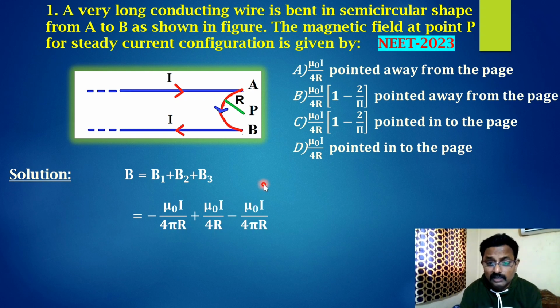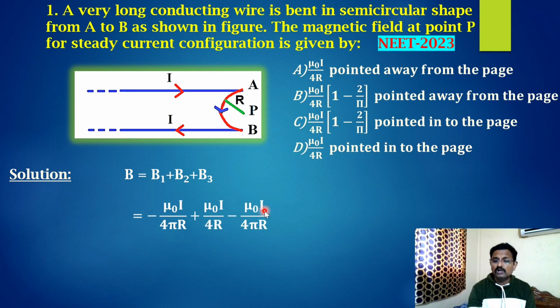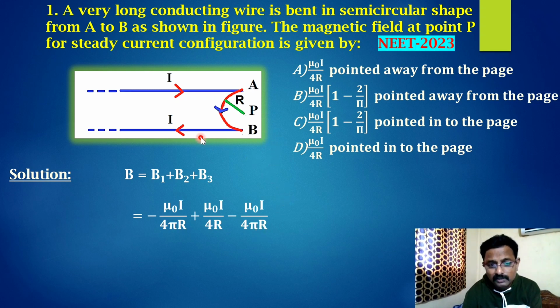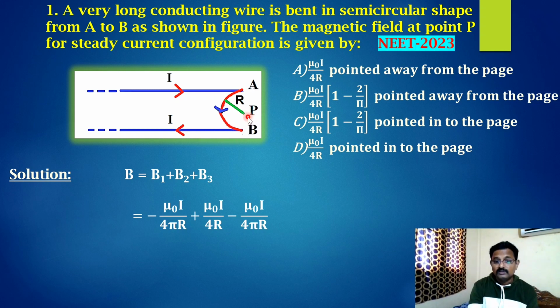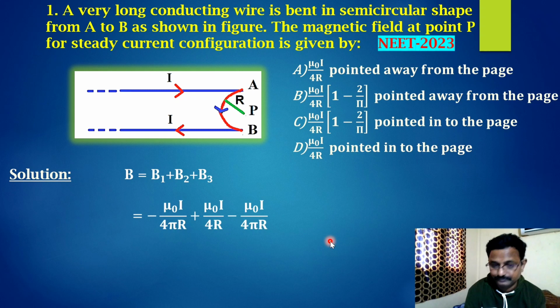Okay. And third part, that is due to this third conductor at P, that is B3. So this third conductor, one end finite, other end infinite. The field due to this current carrying conductor at point P is mu naught I by 4 pi r. But what about the direction of magnetic field at point P due to this conductor? That is into the plane. Into the plane means minus mu naught I by 4 pi r.